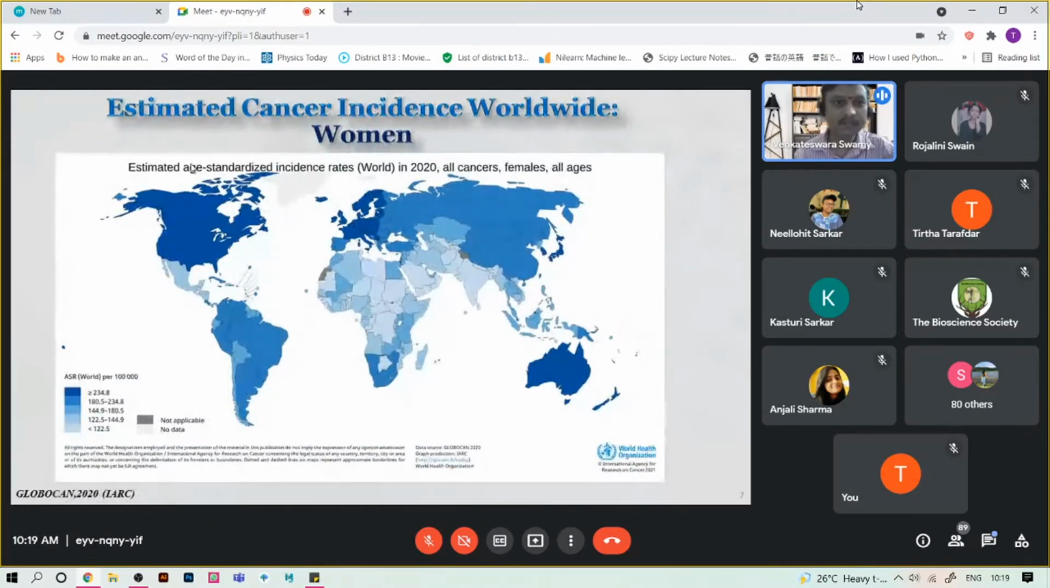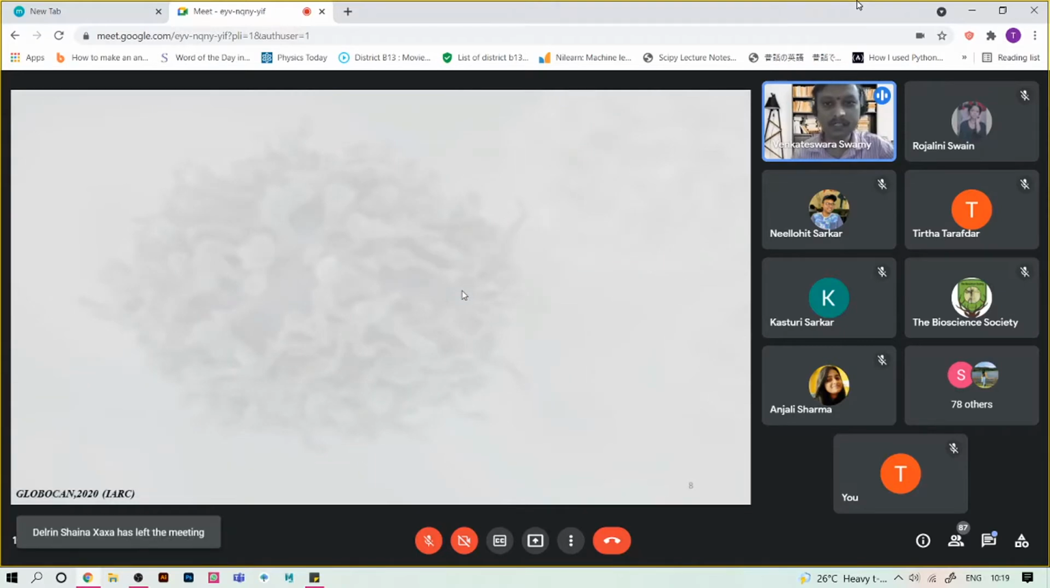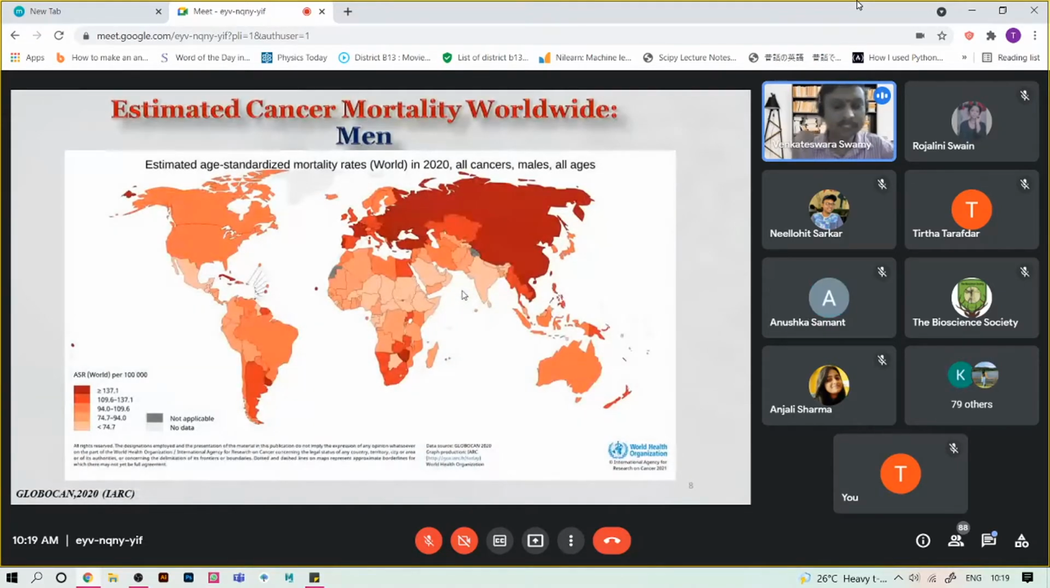In the same way, for women, the incidence is higher in North America, almost equal to Australia, and very low compared to women in India. But comparing continents or countries, it is not the same thing. Then we can also compare the mortality rate or death rate of men here.